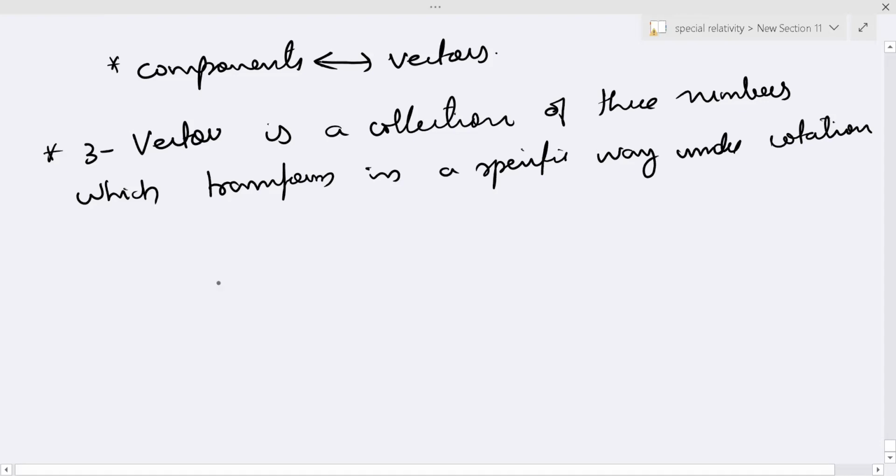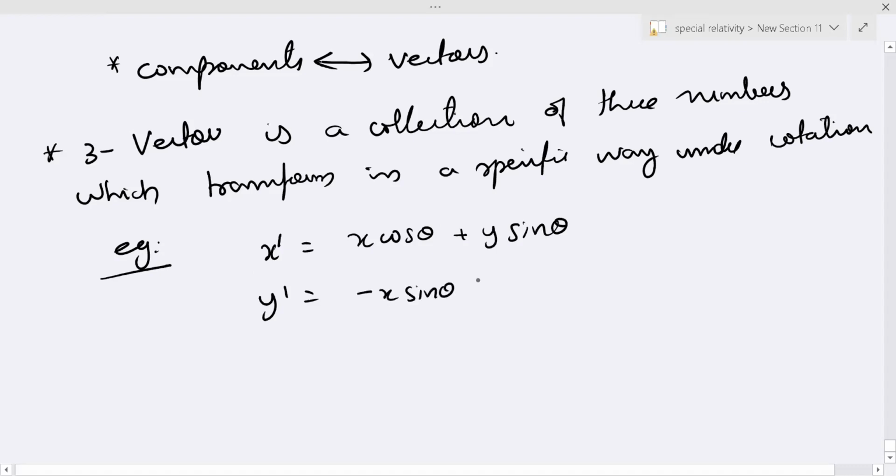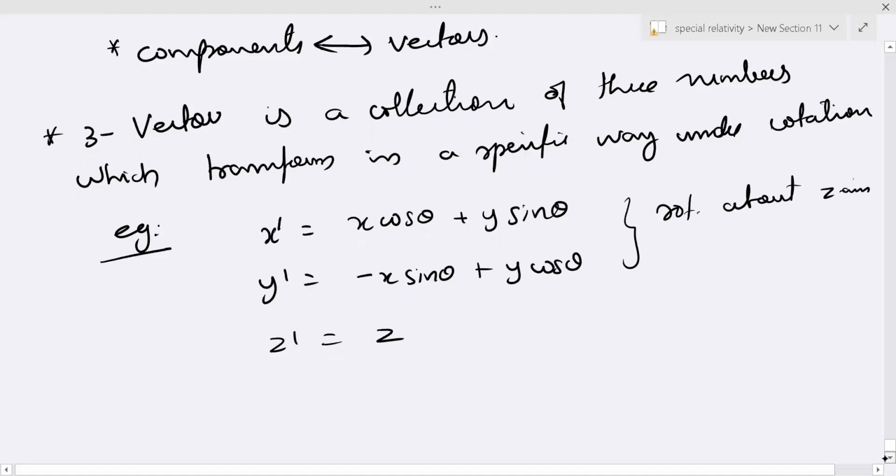For example, under rotation about the z-axis, we can write the transformed coordinates as x prime equal to x cos theta plus y sin theta, y prime equal to minus x sin theta plus y cos theta, and z prime equal to z. You might be familiar with this rotation about the z axis.